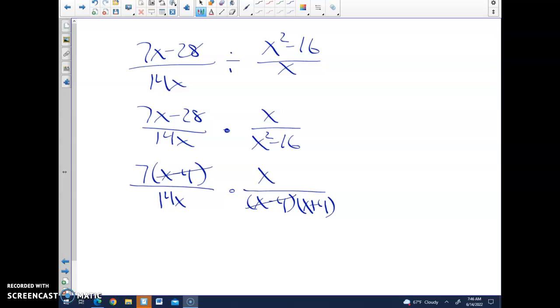Diagonal, diagonal. That becomes 1, this becomes 2, and I multiply across. 1 times x is x. 2x times x plus 4. Here's my answer.